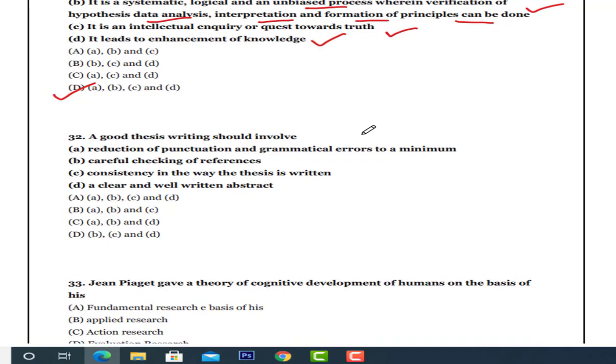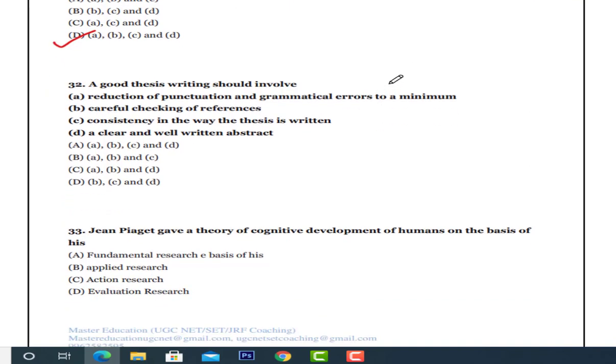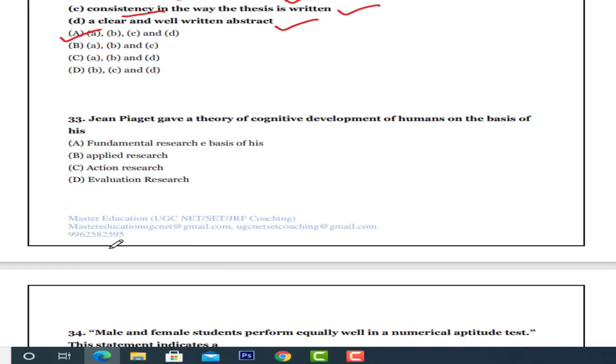The next question: a good thesis writing should involve reduction of punctuation and grammatical errors to a minimum, careful checking of references, and consistency in the way the thesis is written. So consistency means it should be clear. Okay, there should be consistency in the thesis writing, and a clear and well written abstract. So option A is the correct answer.